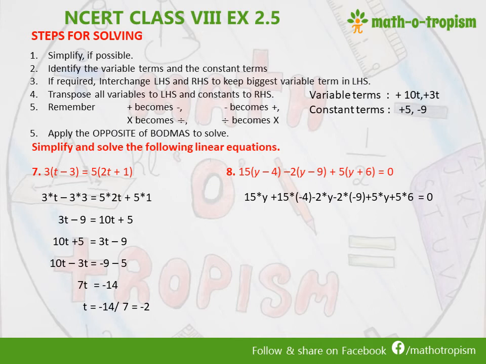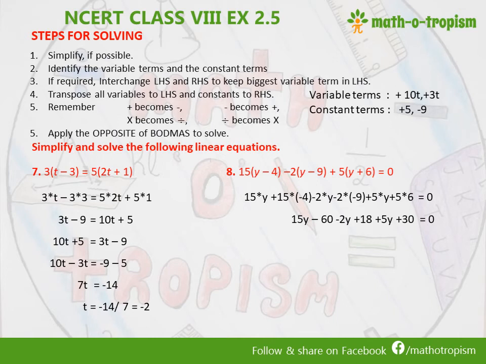Remember, we have taken the sign of minus 2 in both the cases when multiplying with y and 9 in the second term. So when we simplify, we need to count the number of negatives. If it is coming as even, you put a positive. If it is coming as a negative, odd number, put it as a negative. So 15y minus 60, because here 15 is plus and 4 is minus, only one minus is there, that's why minus 60. Then minus 2y plus 18 plus 5y plus 30 is equal to 0.